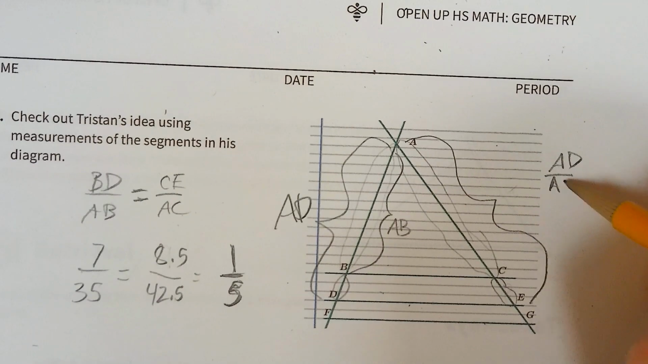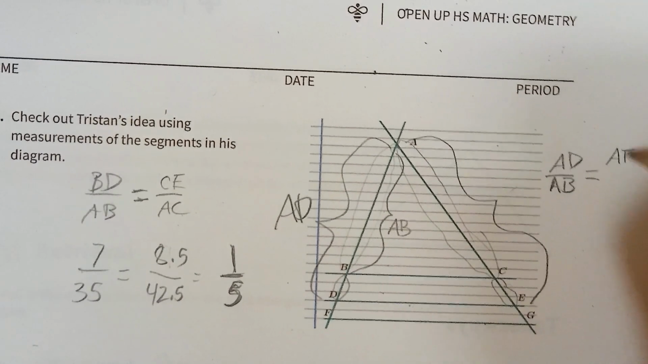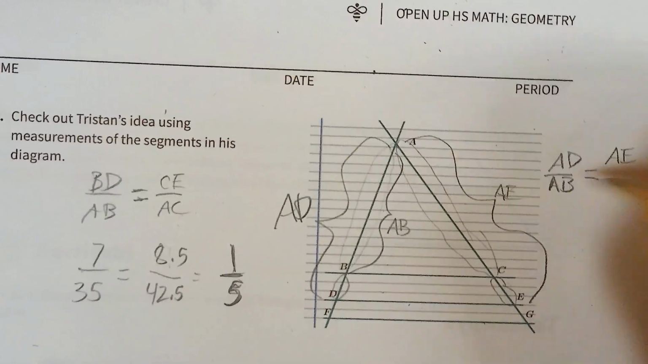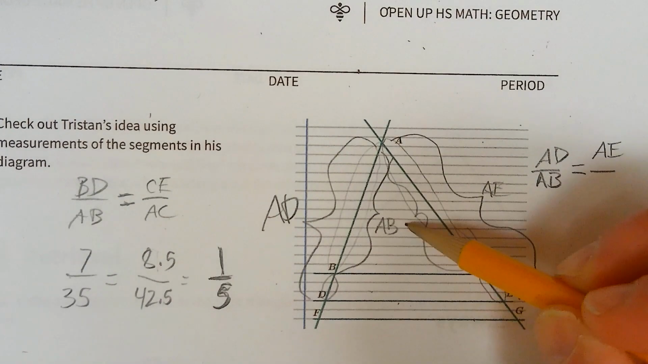This is what it says below. This is what Tia is starting with. AD over AB equals AE divided by AC.